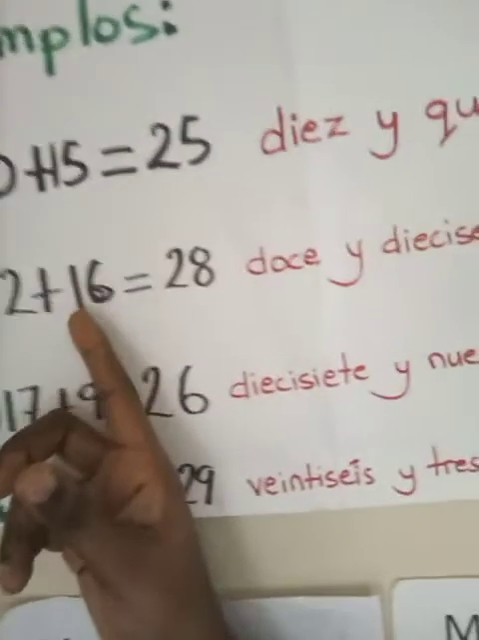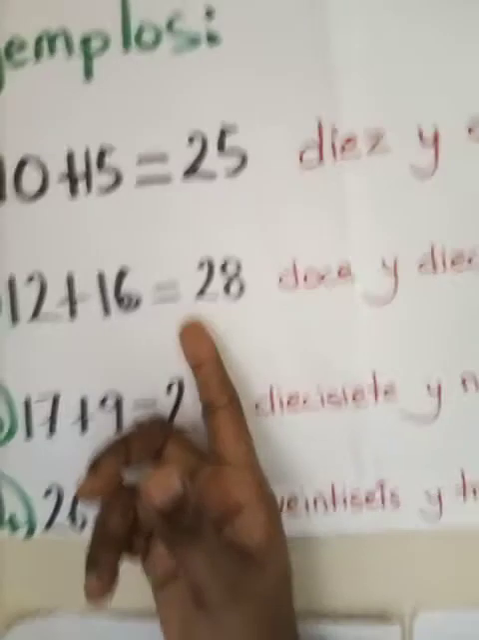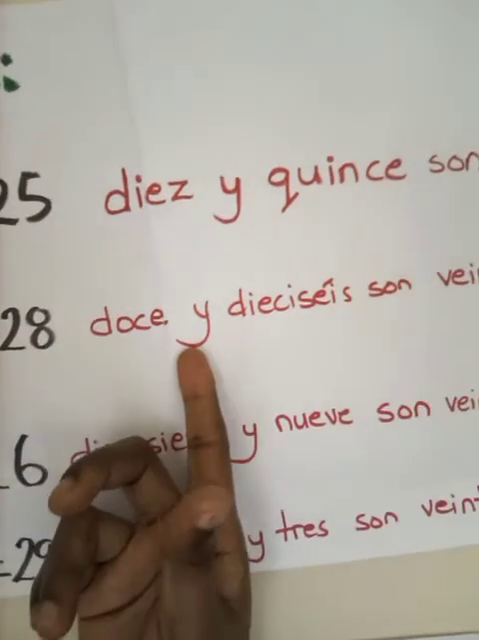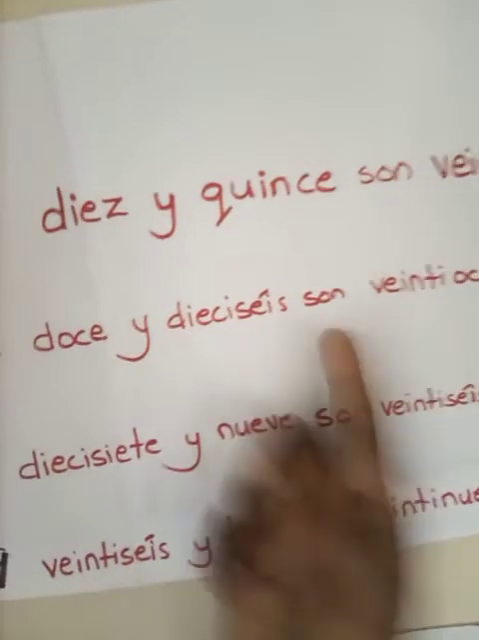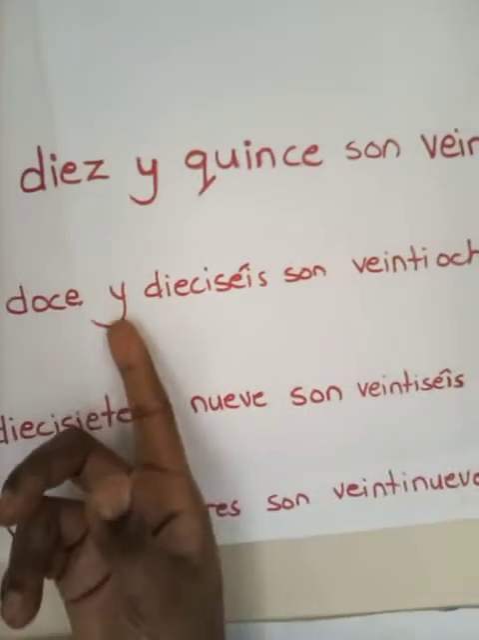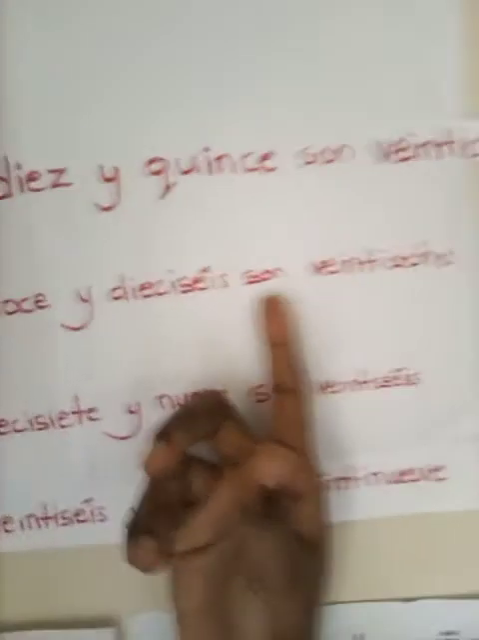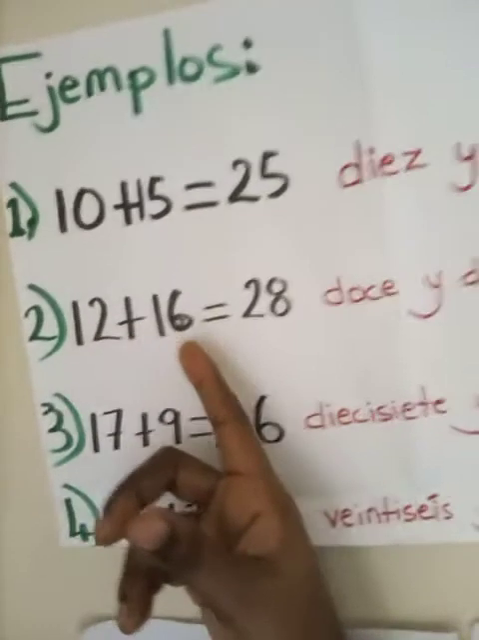Now let's look at the next one. It says 12 plus 16 equals 28. If we're writing this over in Spanish, 12 is doce. Y means plus. 16 is dieciséis. Son is equal, and 28 is veintiocho. So it should be doce y dieciséis son veintiocho, which is 12 plus 16 equals 28.